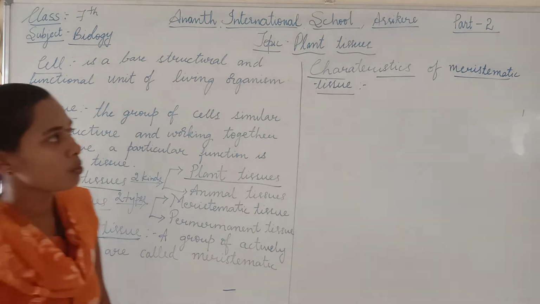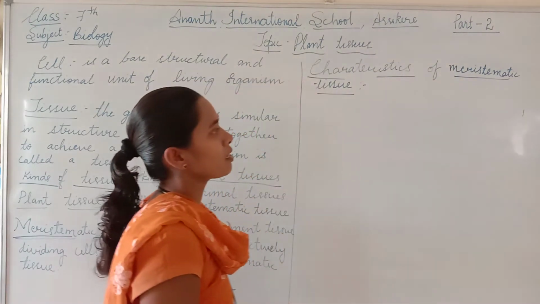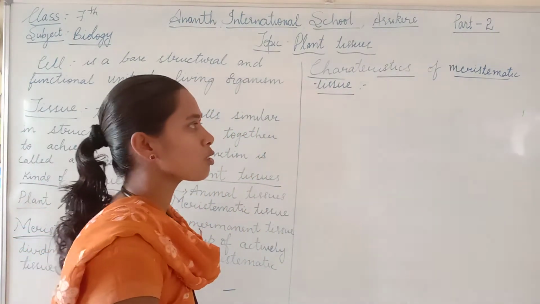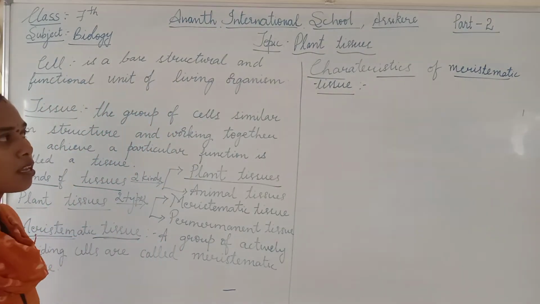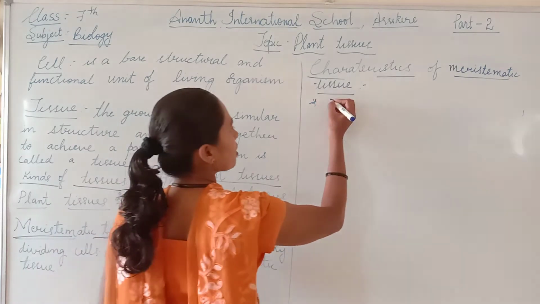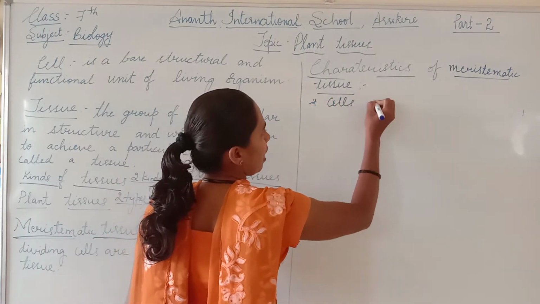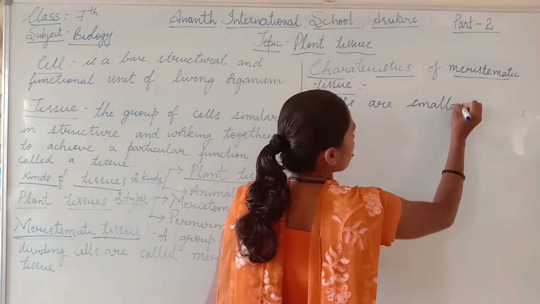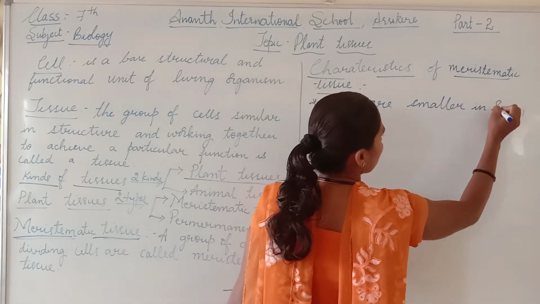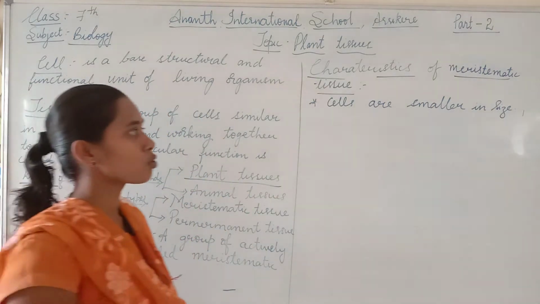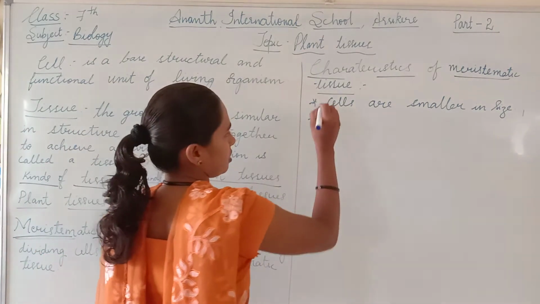Now in today's class we shall study the characteristics of meristematic tissue. So the first one, the cells are smaller in size. As we all know, the cells are small. So the first characteristic of meristematic tissue is that cells are smaller in size. We cannot see them with the naked eye, we need a microscope to observe these cells.